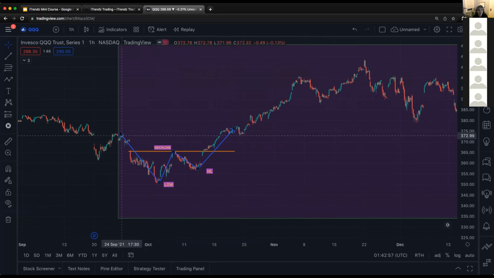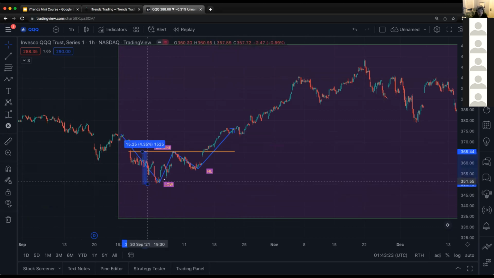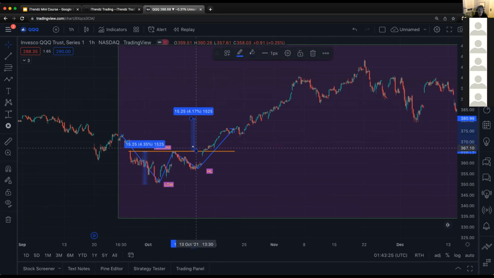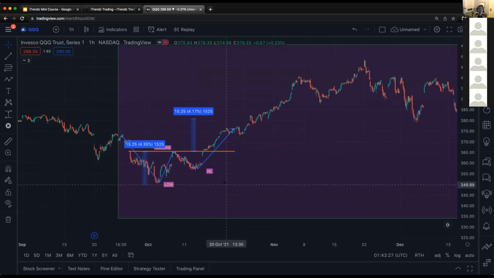So the rule of a W pattern is that you take this first extension down. Take a look at this first extension down. We create that low. Let's just take a measurement here, from that low up to the neckline. So that's going to be 4.35%. And then according to the law of W and M patterns, after you take that extension, you then put it above the neckline, extend it beyond the neckline, and that is theoretically where you should see the stock extend to after you break that neckline.